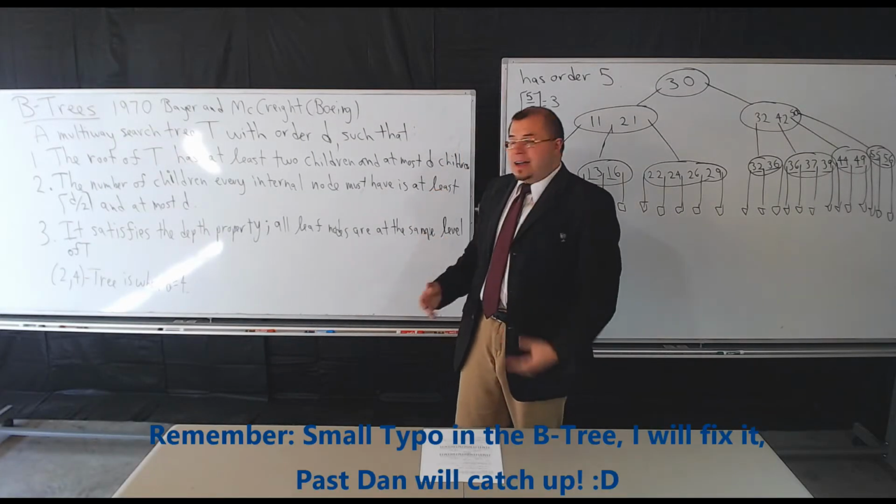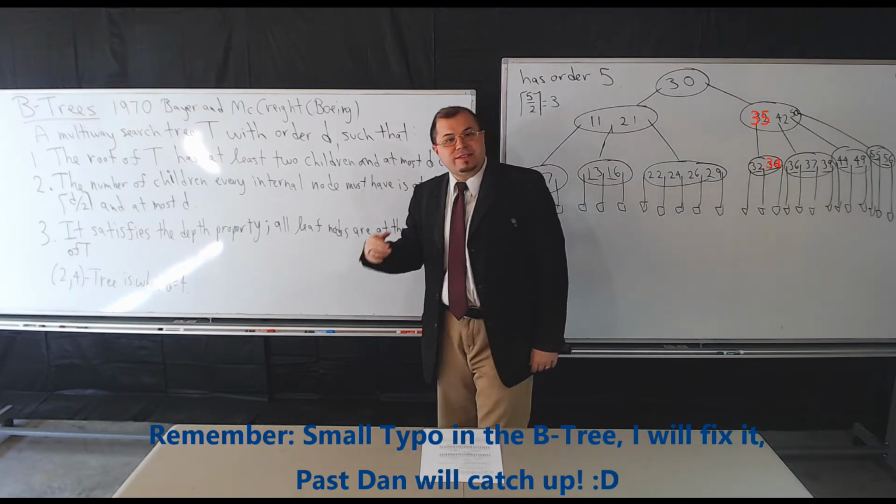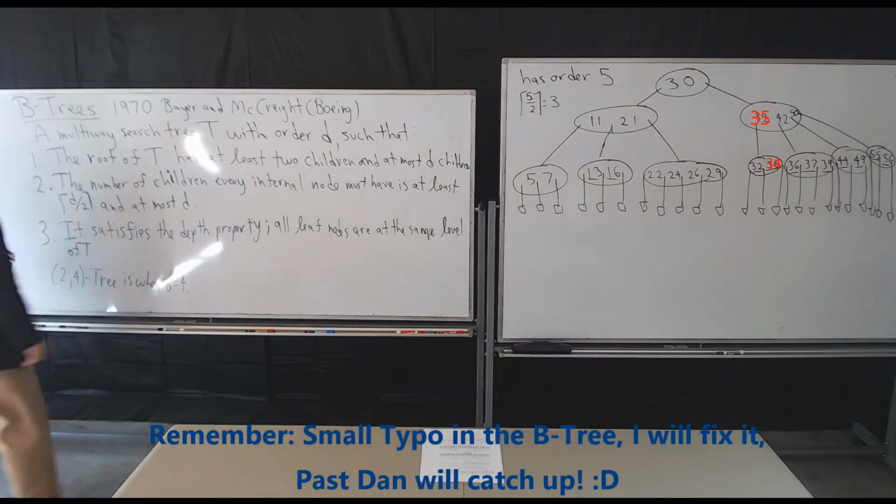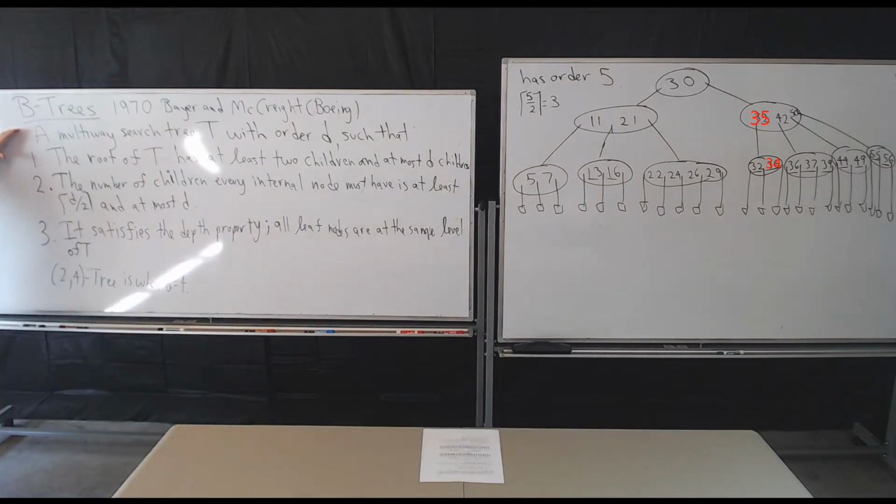So last day I introduced the concept of a B tree. This is the final main topic we're going to talk about in this class. Remember, I defined last day that a multi-way search tree is called a B tree if the root of T has at least two children and at most D. So it's a little special compared to all the other internal nodes. Every internal node must have at least the ceiling, or think of this as rounding up, D over 2, and at most D children. And lastly, it has the depth property that we talked about with 2-4 trees. So this is a generalization of the 2-4 tree when D is equal to 4.